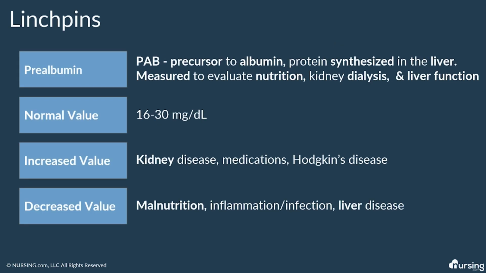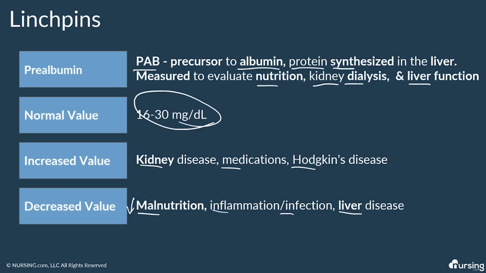Our linchpins are that PAB, prealbumin, is a precursor to albumin and other proteins and it is synthesized in the liver. It's measured to evaluate nutrition and patients on kidney dialysis and those that have known impaired liver function. A normal value is between 16 to 30 milligrams per deciliter. We see it increased in the case of kidney disease, certain medications, and Hodgkin's disease, and we see a decreased value in times of malnutrition, inflammation, or infection processes, and in the case of liver disease.